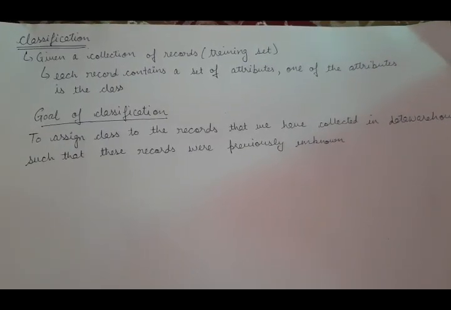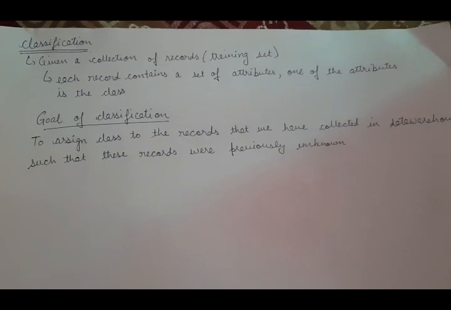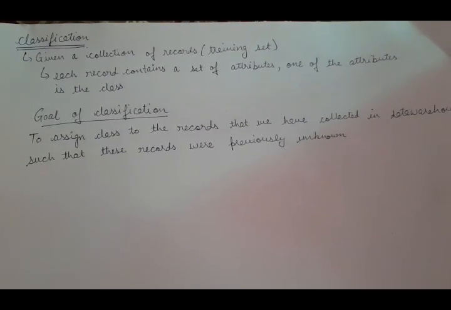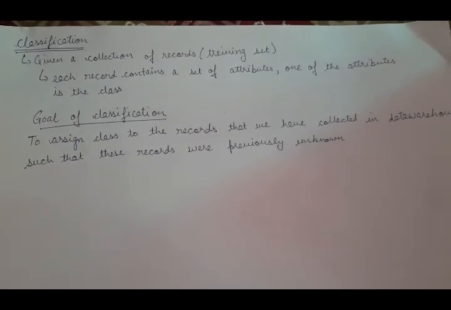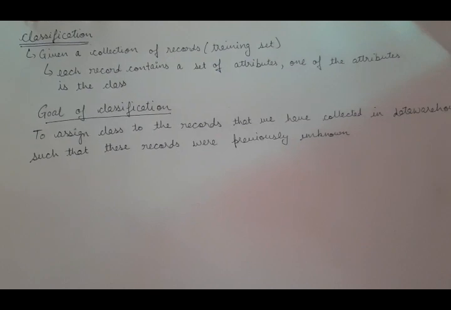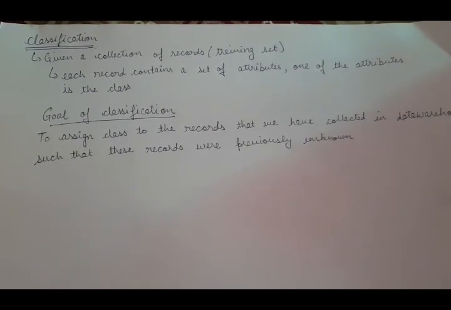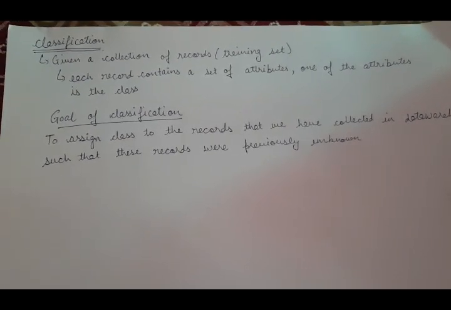So classification means we have to assign each and every attribute a class. We can have different classes, different groups. Each record should be assigned a class. But we should know which records we are talking about. We are talking about the records that we have collected in the data warehouse, and these records are previously unknown.